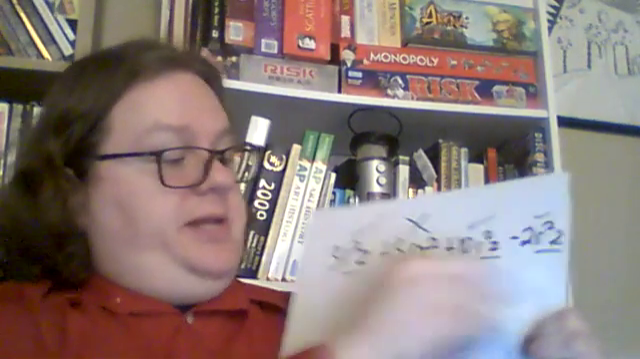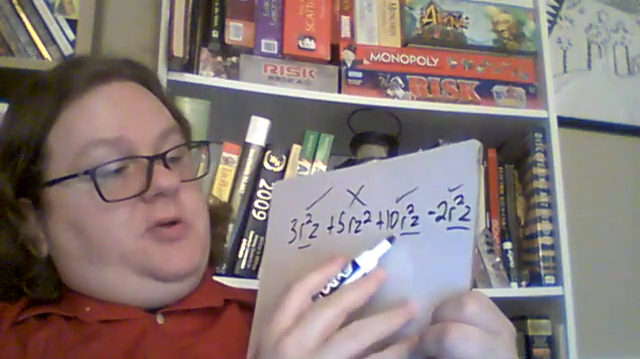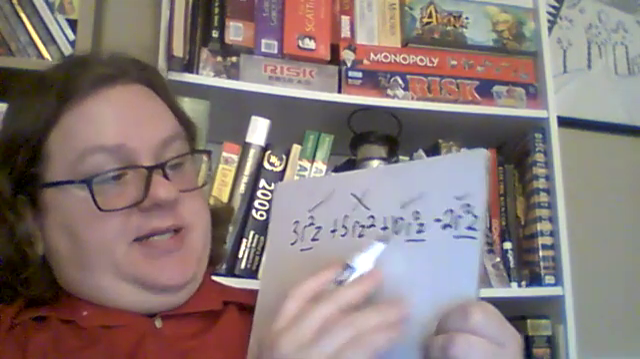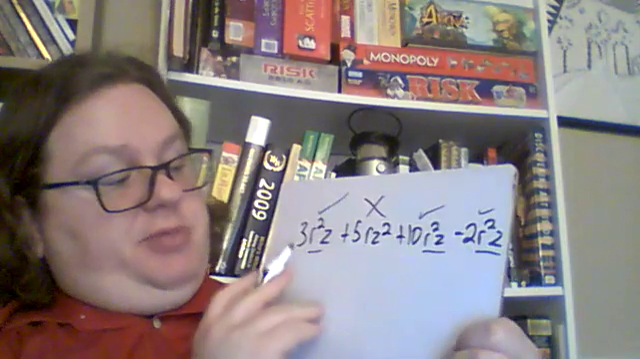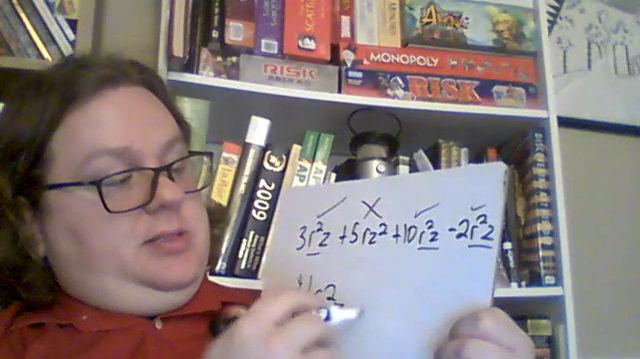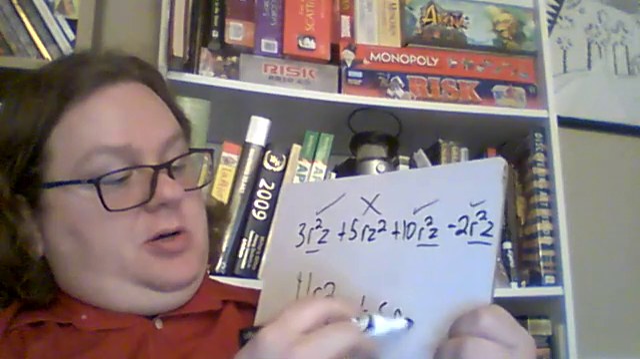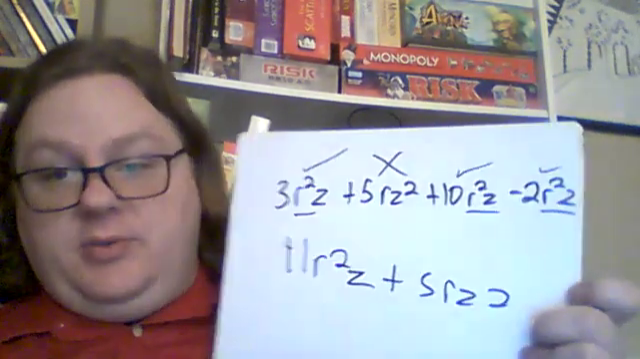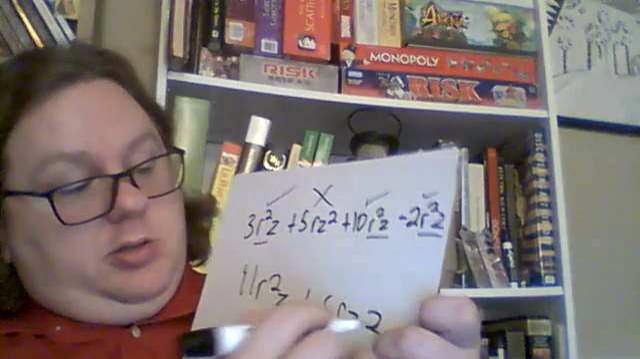So to combine them, we've got to go 10 r squared z minus 2 r squared z. 10 minus 2 is 8, plus 3 is 11. So 11 r squared z plus 5 rz squared. And it was a binomial all along.